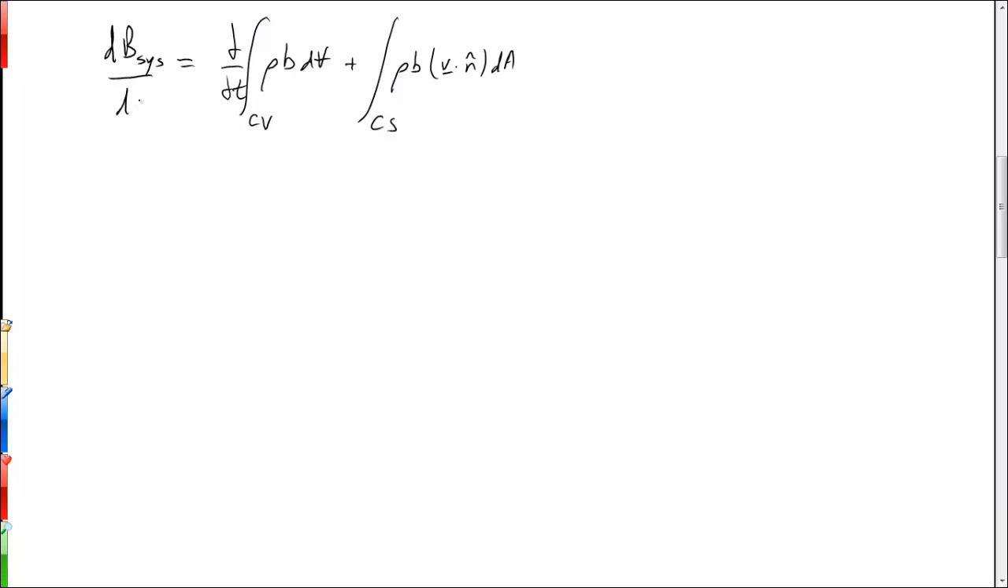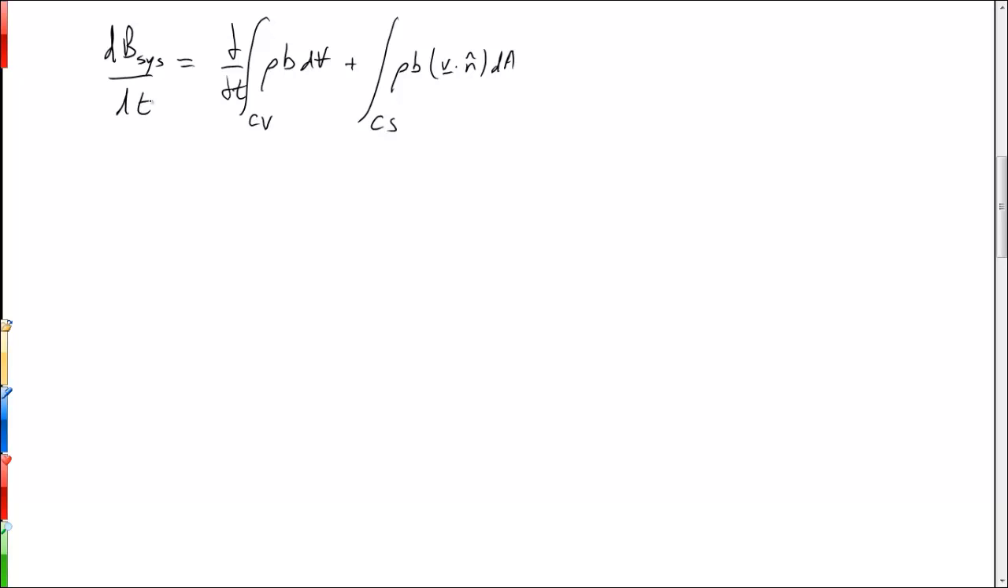So before, the Reynolds transport theorem was d/dt of the integral over our control volume of rho b dV, plus the integral over the control surface of rho b v dot n hat dA, was all equal to the change of capital B, whatever extensive property we're looking for, for the particular system.